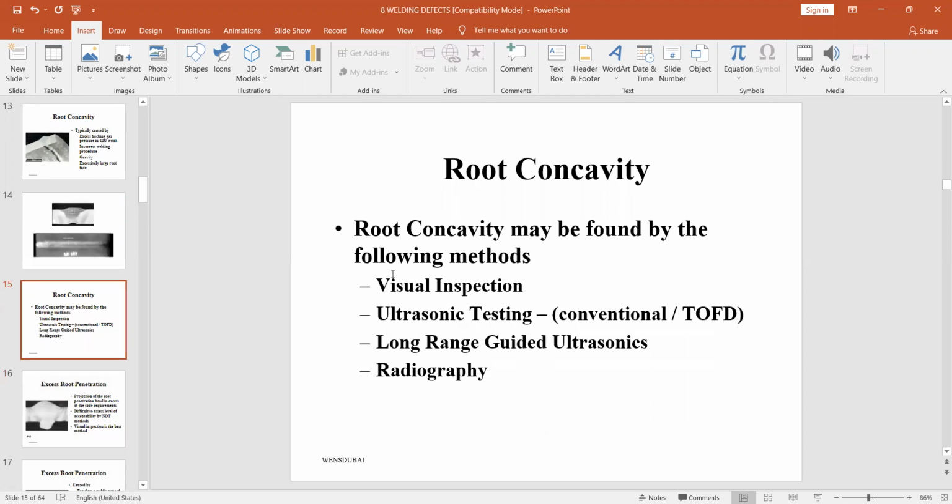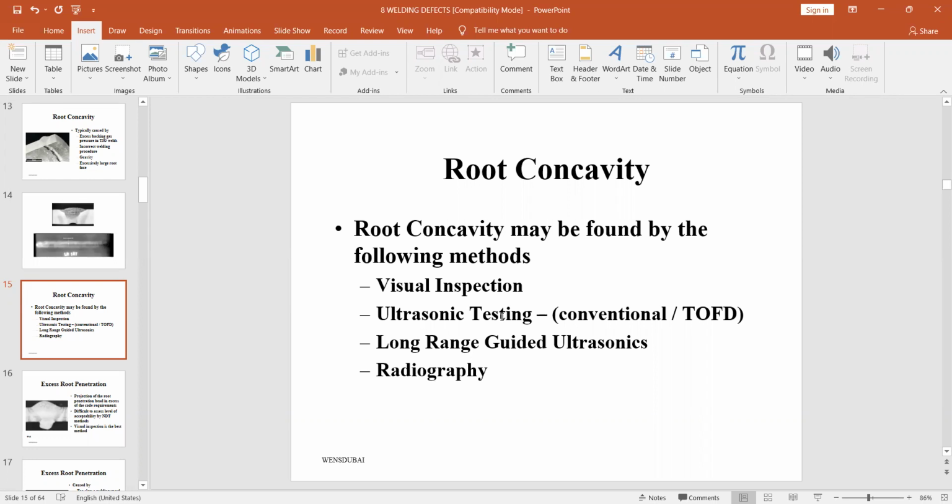Root concavity may be found by the following methods: visual inspection, ultrasonic testing, long range guided ultrasonic, and radiography. Basically, this root concavity you will see by visual inspection. But in case of pipe, the inside area is not visible. So we can use a boroscope or endoscope to check the inside area of the pipe. And if you don't have boroscopy or endoscopy, then with the help of ultrasonic testing, we will find the root penetration or root concavity.